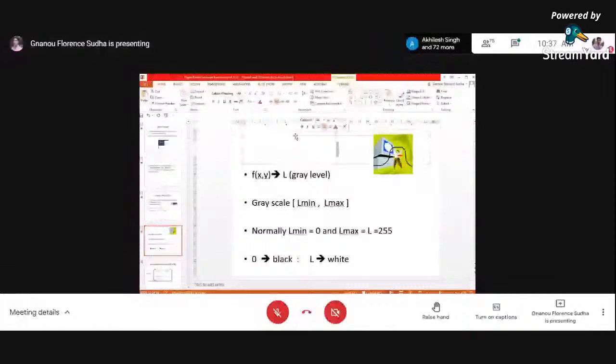So we use the terminology gray level, where gray level or gray scale varies from L minimum to L maximum. Minimum is the minimum value of the gray level, which is 0, while maximum is normally taken as 255, because you're going to use 8 bits for the image representation, and therefore we go up to 255. So 0 corresponds to black, while L maximum corresponds to white.